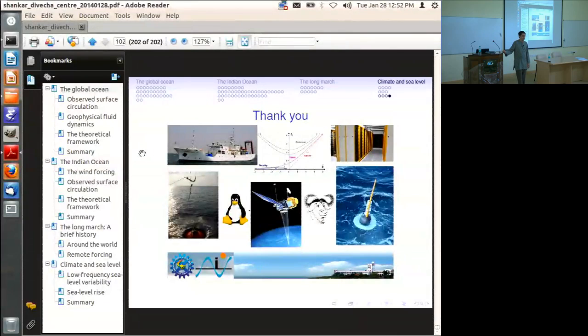Is there any limit to the extent of this remote forcing? If we want to analyze the reason these features are happening, we have to analyze a particular area. Is there a certain limit? The question is to what extent you have to go towards the source of these waves.